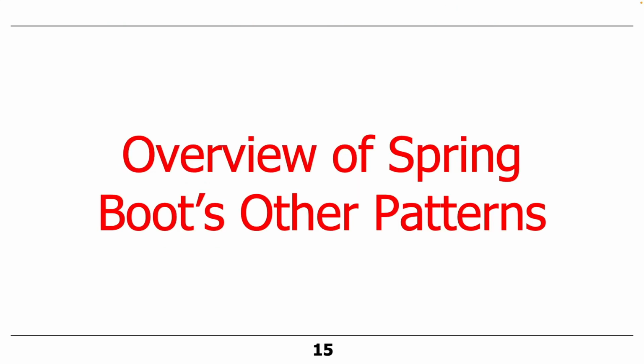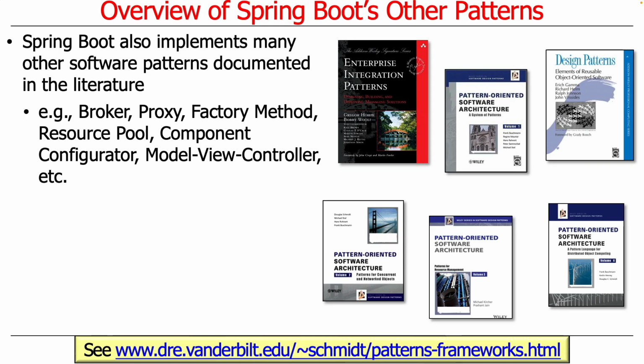So there's also lots of other patterns besides configuration over convention, and I won't go through them all right now, but here are some of them: broker, proxy, factory method, resource pool, component configurator, model view controller, and so on. And you can find information about these patterns in some of the classic literature that's out there.